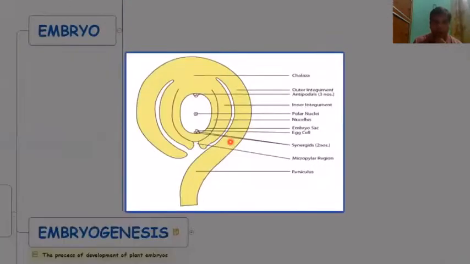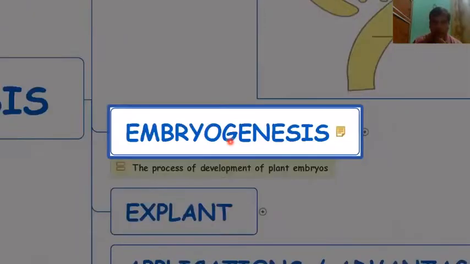Now let's see further. This is an ovule structure, which you all might have studied in your 12th standard, so no need to discuss it further because we're going to discuss more about embryogenesis here. So let's discuss embryogenesis.